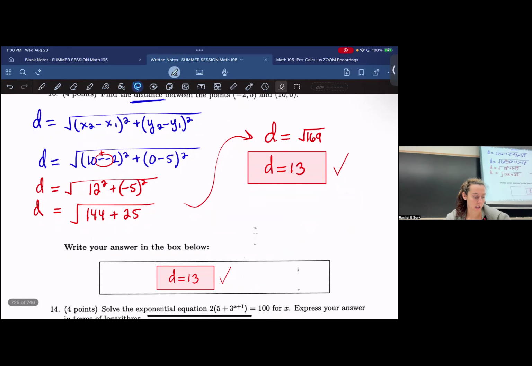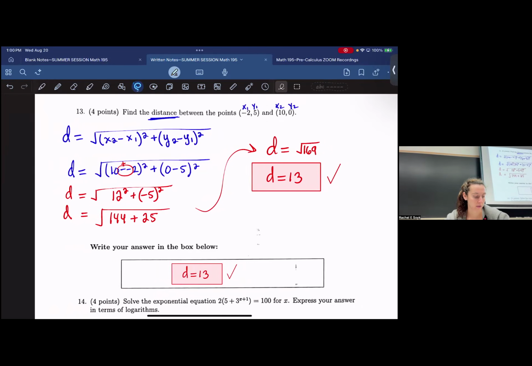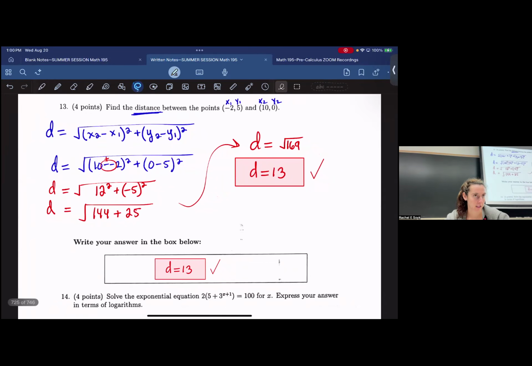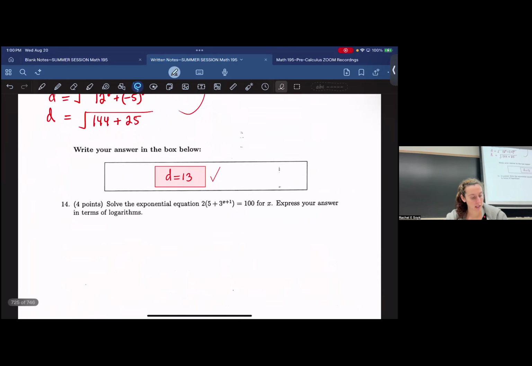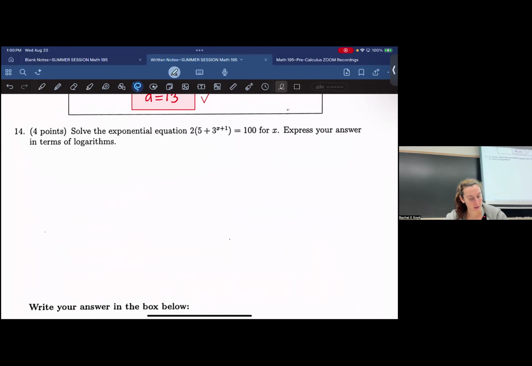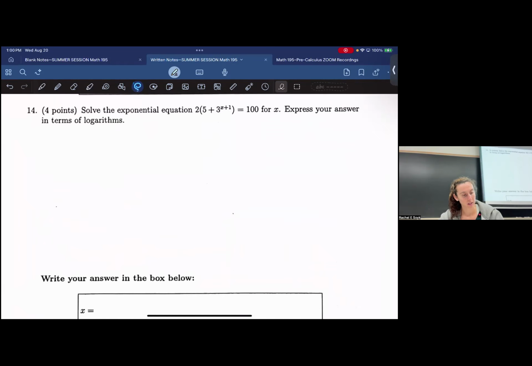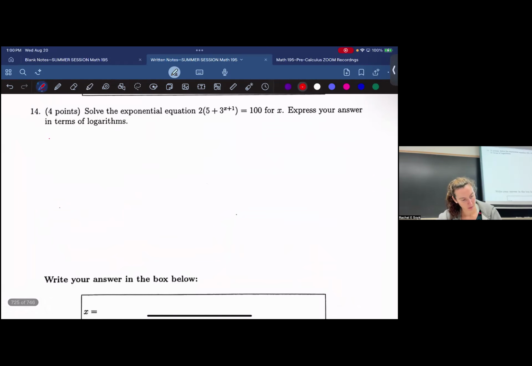Question 14 is a solving exponential equation problem. Zoom in on this. Let's write it out again so we have some space. 2 in parentheses 5 plus 3 raised to the x plus 1 is equal to 100. We want to express our answer in terms of logarithms.